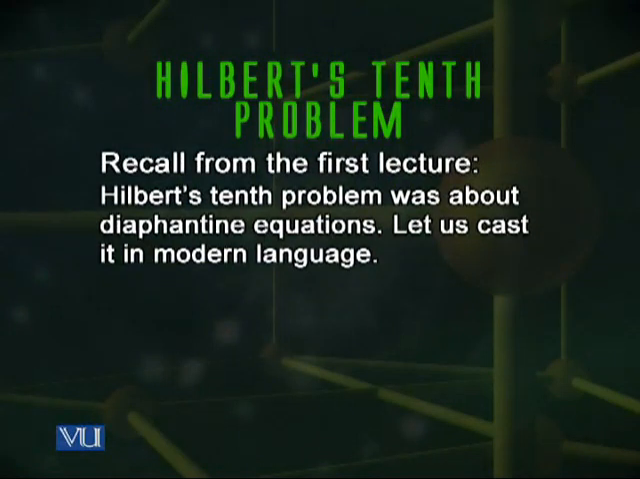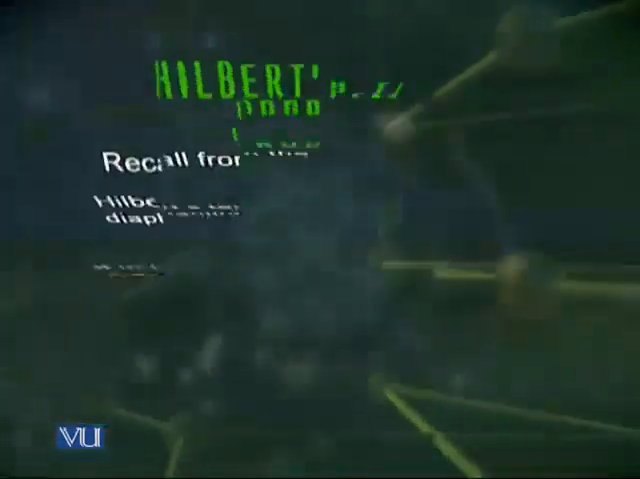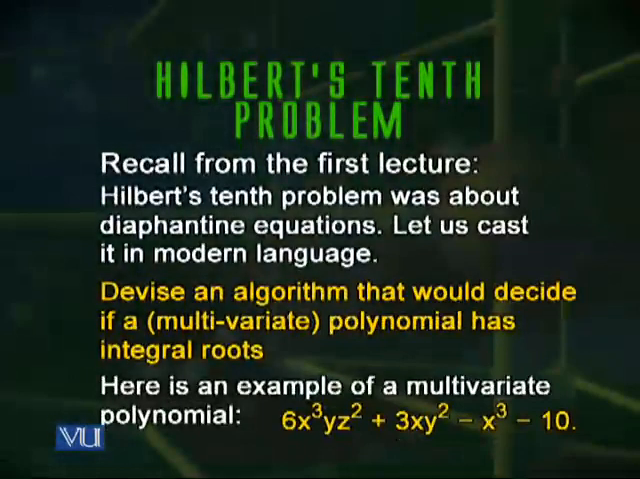Hilbert's 10th problem was about Diophantine equations. Let us cast it in the modern language. The problem says, devise an algorithm that would decide if a multivariate polynomial has integral roots. Well, we had discussed what multivariate polynomials are. A multivariate polynomial is a polynomial over several variables. An example of a multivariate polynomial is given to you on the screen. It's 6x^3yz^2 + 3xy^2 - x^3 - 10.